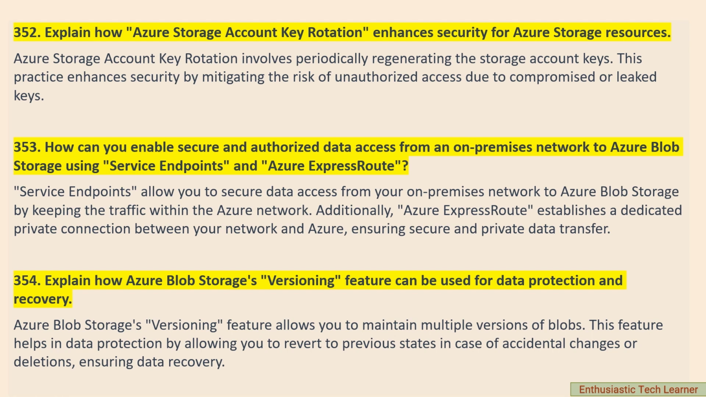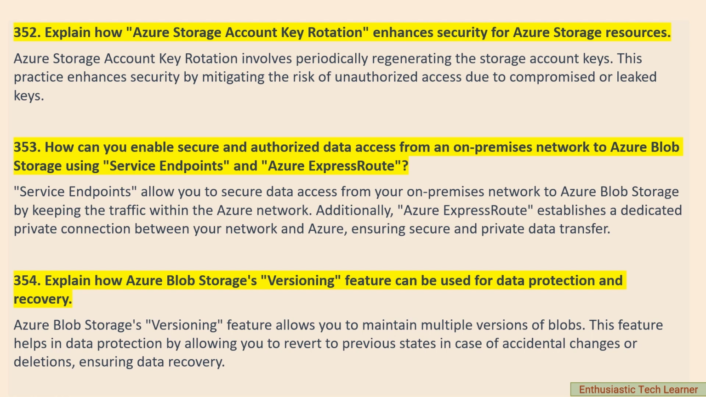How can you enable secure and authorized data access from an on-premises network to Azure Blob Storage using Service Endpoints and Azure ExpressRoute? Service Endpoints allow you to secure data access from your on-premises network to Azure Blob Storage by keeping the traffic within the Azure network. Additionally, Azure ExpressRoute establishes a dedicated private connection between your network and Azure, ensuring secure and private data transfer.